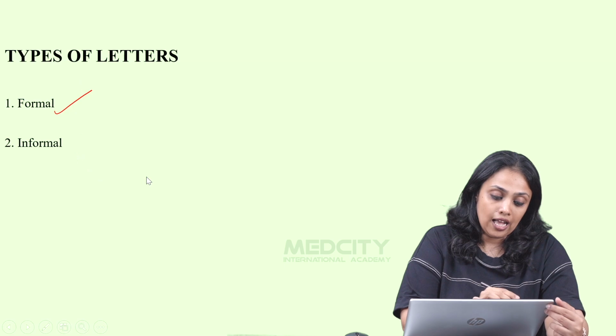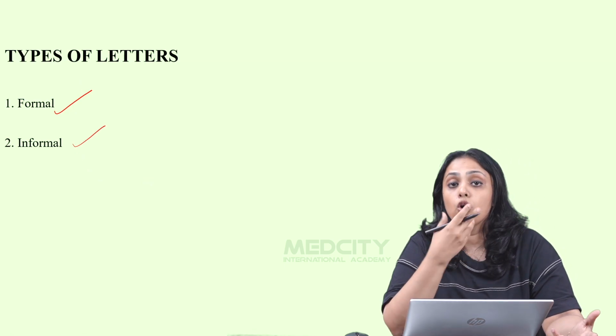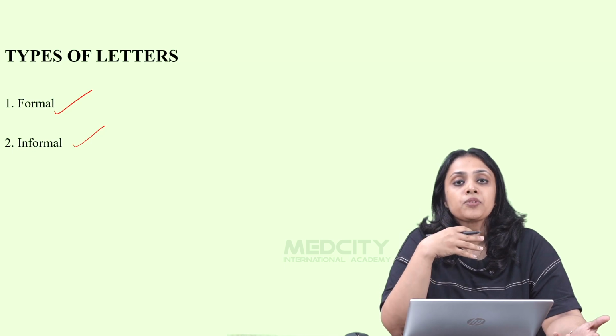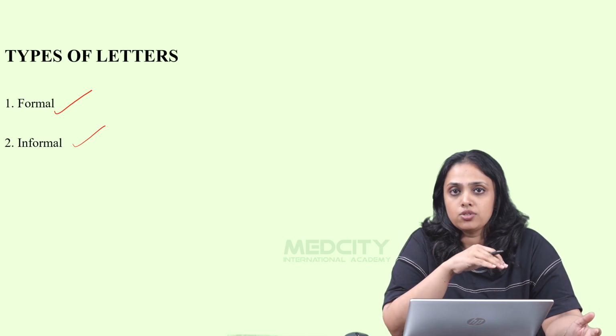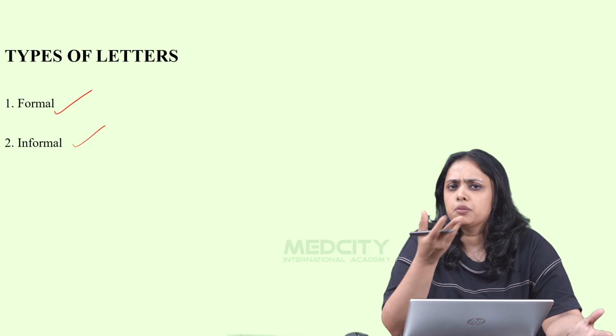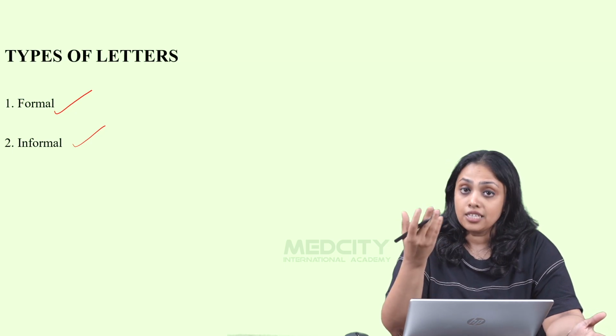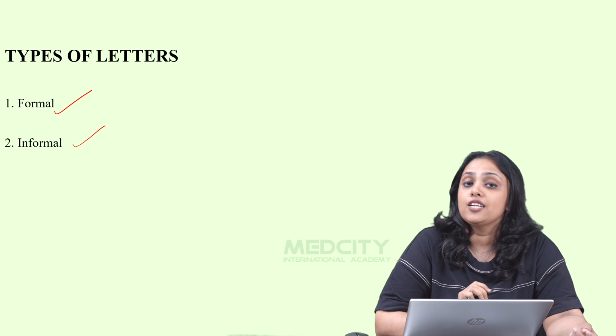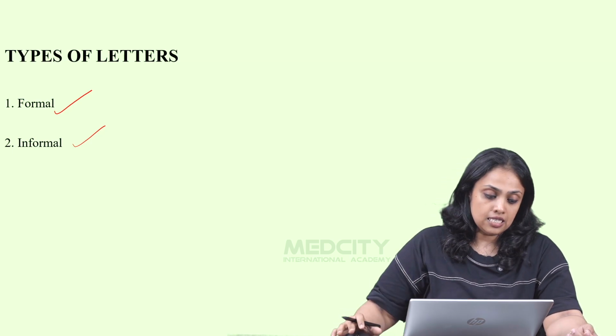Then you also have informal letters. You may also get informal letters. Informal letters, as the name indicates, are written to somebody who's very close. It can be a family member, father, mother, siblings, and so on. Or it can be a friend, somebody whom you know very closely. Such kinds of letters are called informal letters.